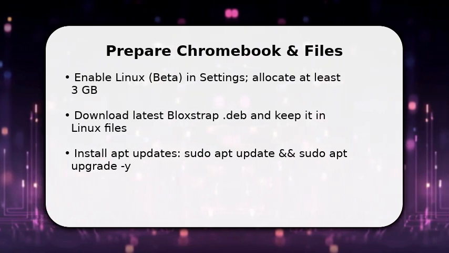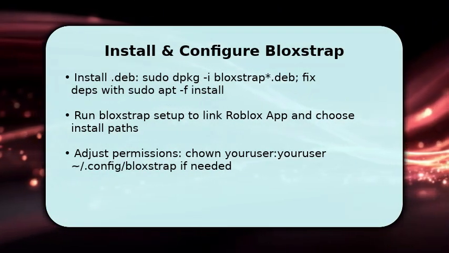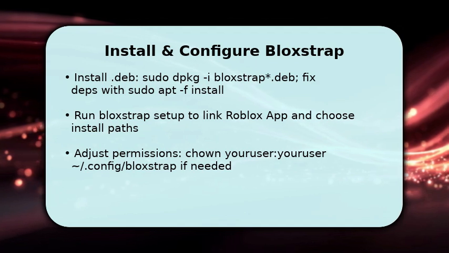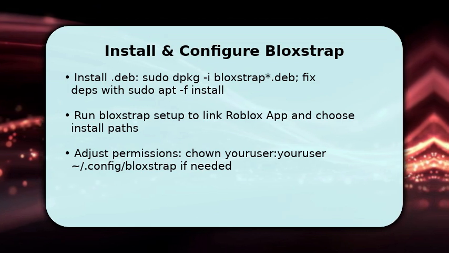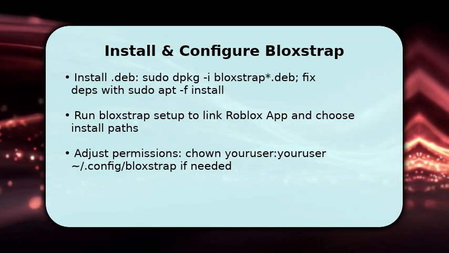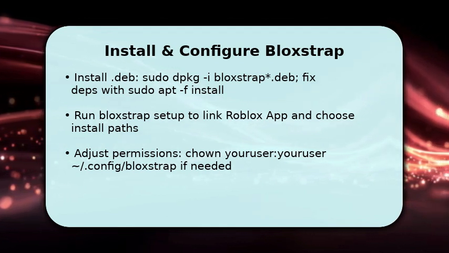You install the downloaded package using sudo dpkg -i followed by sudo apt -f install to resolve dependencies. This sequence prevents half-installed states. Once installed, run the BloksTrap setup tool, which guides you to link the Roblox app and pick install paths. Choose the Linux home path for simplicity.